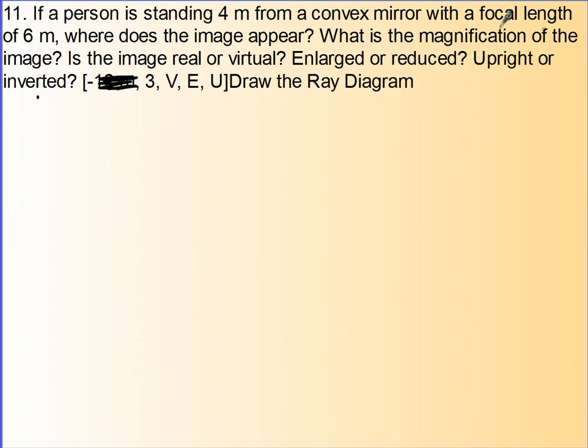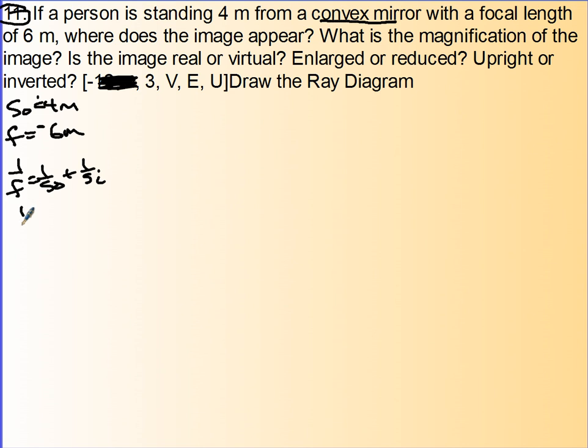Now if a person is standing 4 meters from a convex mirror, convex means focus is going to be negative. So my object is 4 meters, and my focus is negative 6 meters. Where does the image appear? Now, when I did this, apparently, I did it for a concave mirror. So your answers are up here incorrect for number 11. Just happens. Sorry. 1 over F is 1 over SO plus 1 over SI. So 1 over SI is 1 over F minus 1 over SO.